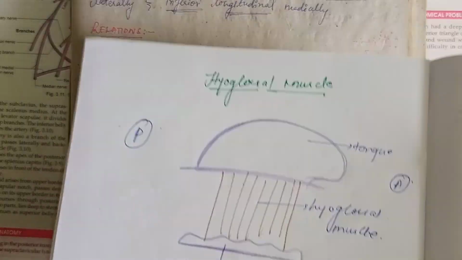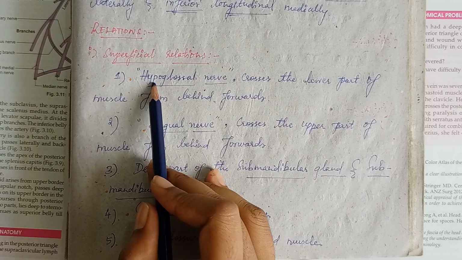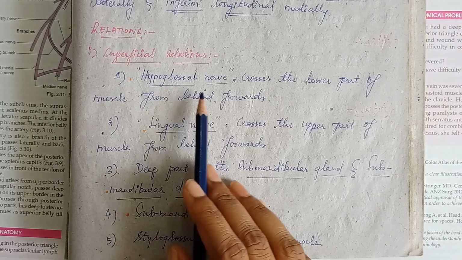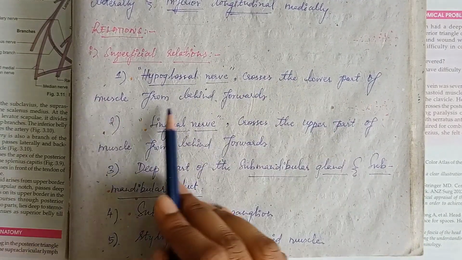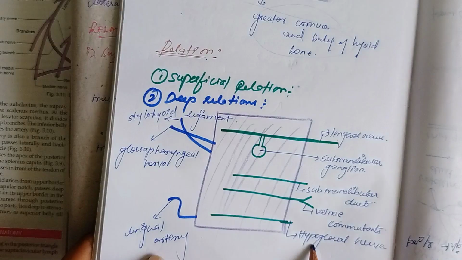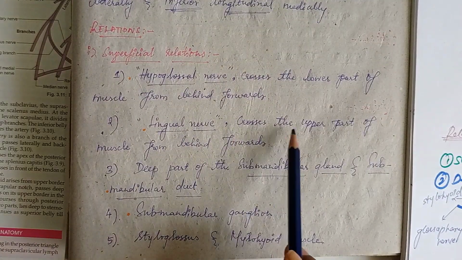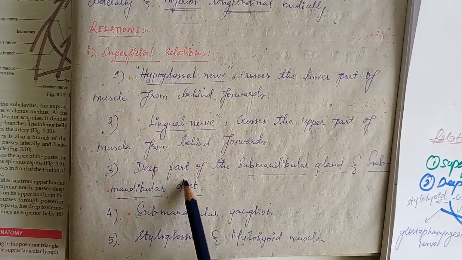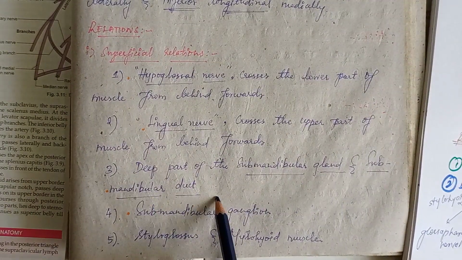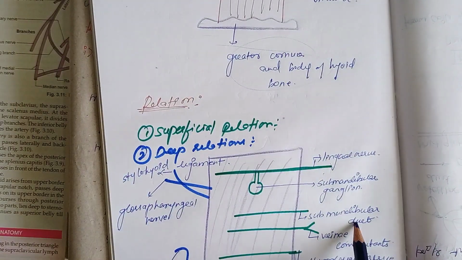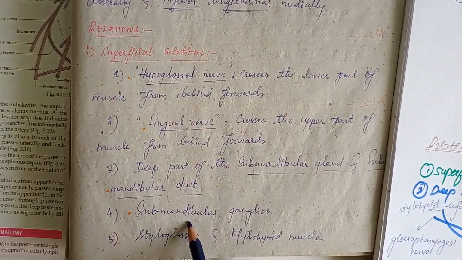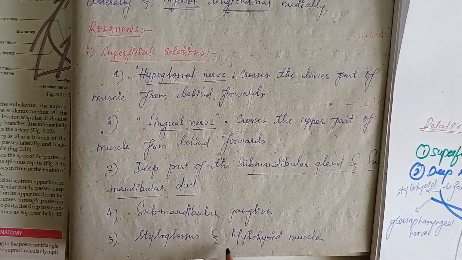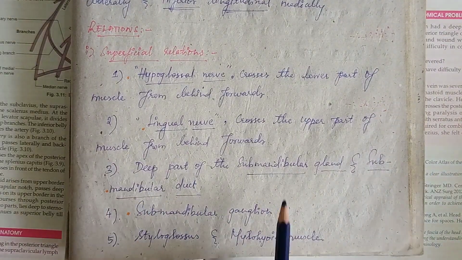Let's move on to one of the confusing parts, the relations, but we have made it easy. There are two relations, superficial relations and deep relations. The superficial relations are: the hypoglossal nerve crosses the lower part of the muscle from behind forwards. This is the hypoglossal nerve. The lingual nerve crosses the upper part of the muscle from behind forwards. This is the lingual nerve. The deep part of the submandibular gland and submandibular duct, and the submandibular ganglion hanging from the lingual nerve, and the styloglossus and mylohyoid muscles. These are all the superficial relations.